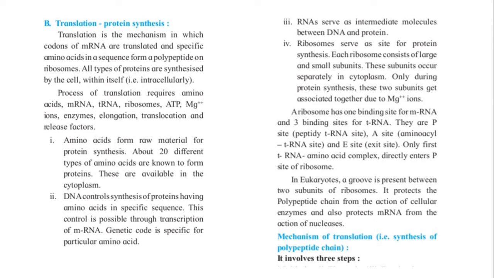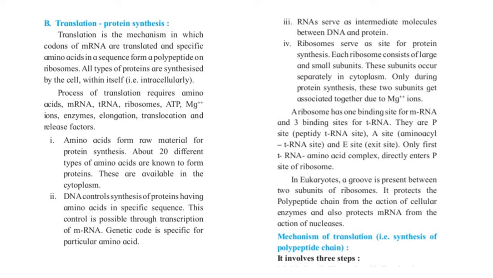Number one, amino acids form the raw material for protein synthesis. About 20 different types of amino acids are known to form proteins. These are available in the cytoplasm. Number two, DNA controls synthesis of proteins having amino acids in a specific sequence. This control is possible through transcription of mRNA. Genetic code is specific for particular amino acids.